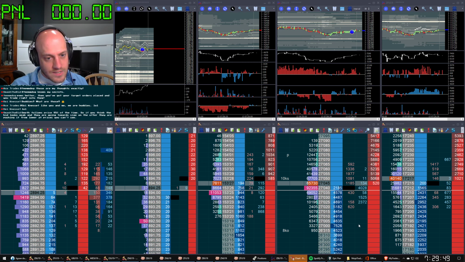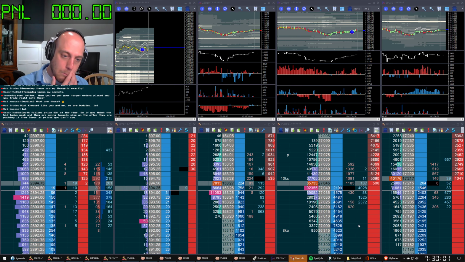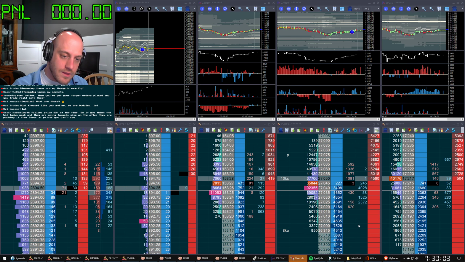Depth follows price 95% of the time. So if you think the bid looks weak and they're going towards size on the offer, they're pushing it from lower at prices you can't see. That might be the case.